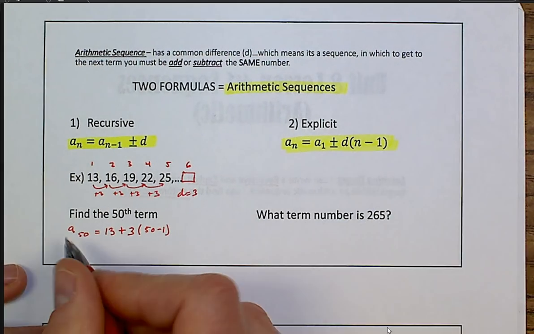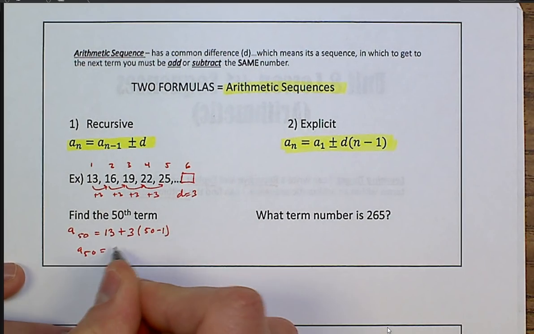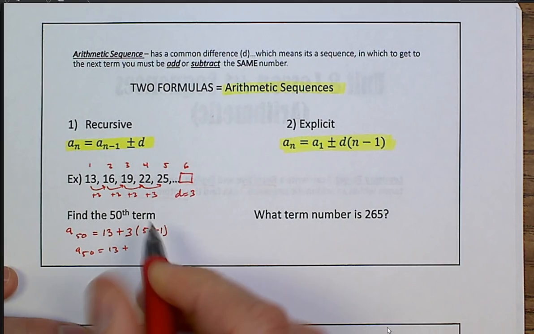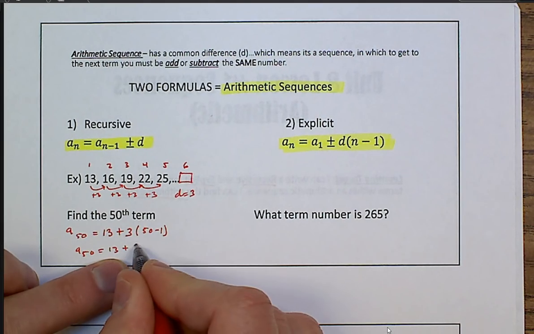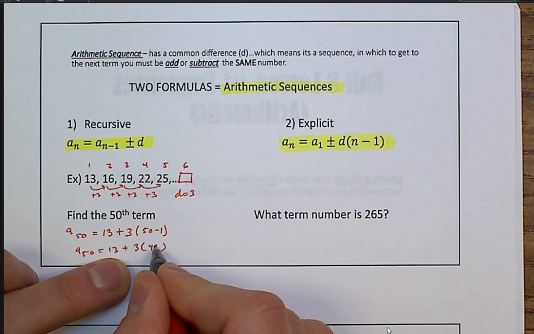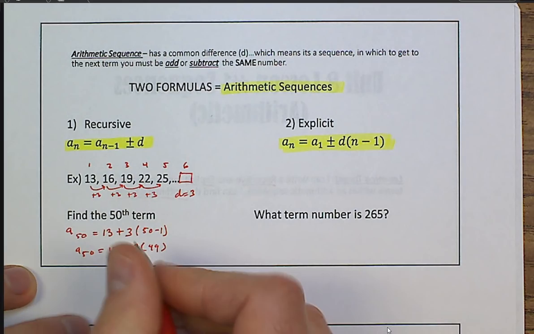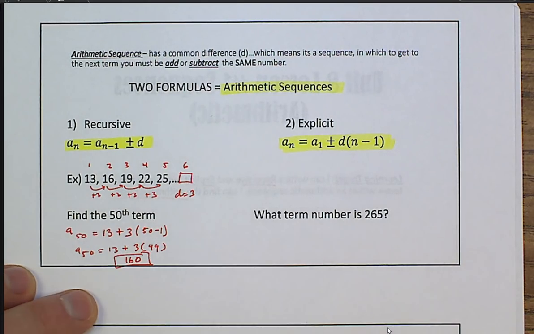So a sub 50 equals 13 plus, basically what I'm saying, I'm starting at 13, I'm adding 3, how many times? 49 times. Take your calculator out, do it out, and you get 160. So the 50th term is 160.